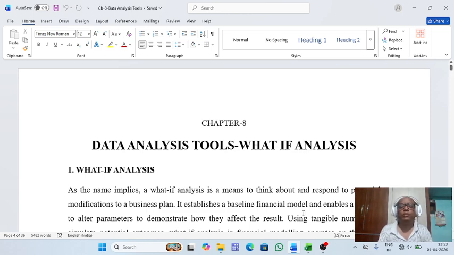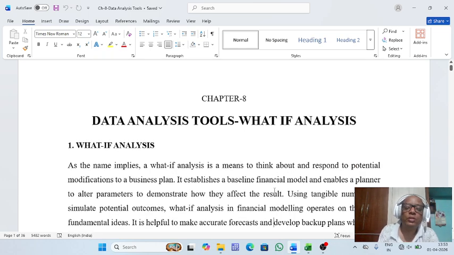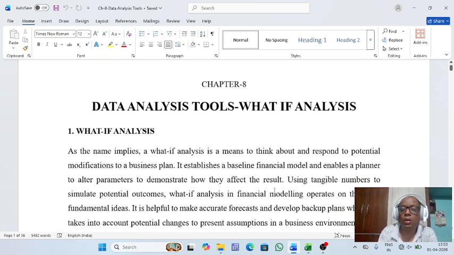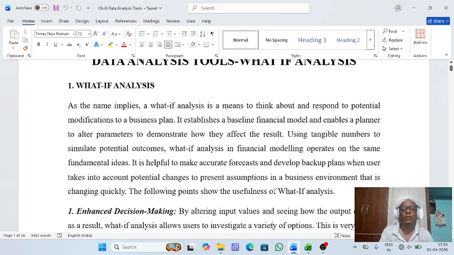What-if analysis is a means to think about and respond to potential modifications to a business plan. Sometimes there are situations which cannot be accurately predicted, so you need to have different scenarios and different conditions. For situations where uncertainties may prevail in future, you need backup plans, and for that we go for what-if analysis.